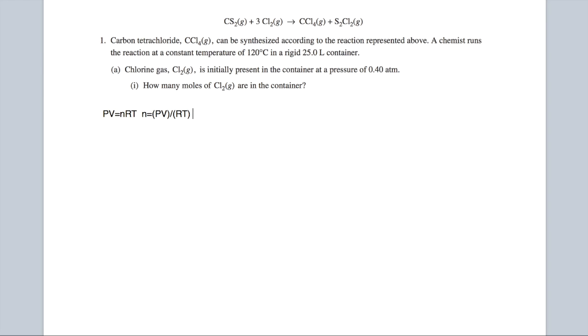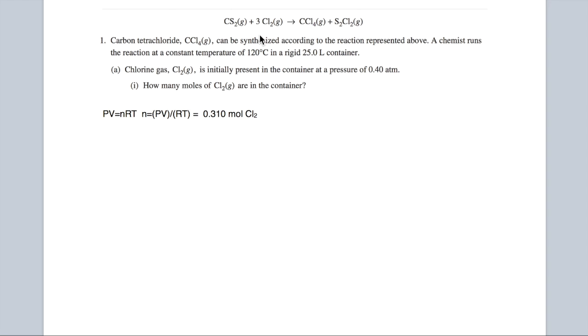Just plugging everything in, making sure we're using 0.08206 for R, which will be on the equation sheet if you're taking the test, and making sure that we are changing our temperature to Kelvin. So we're just adding 273 to 120 degrees Celsius. We get 0.310 moles of chlorine gas.